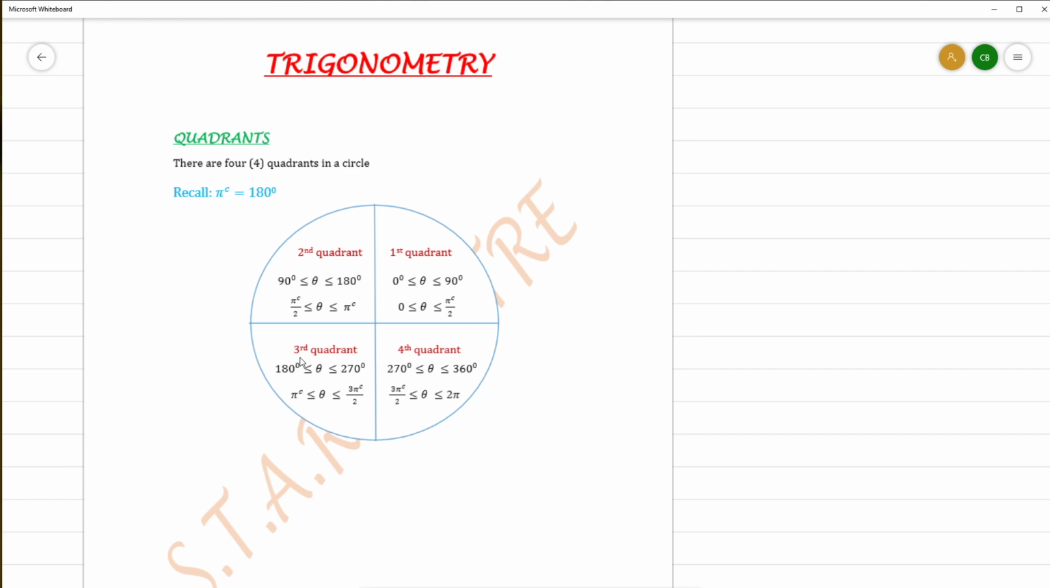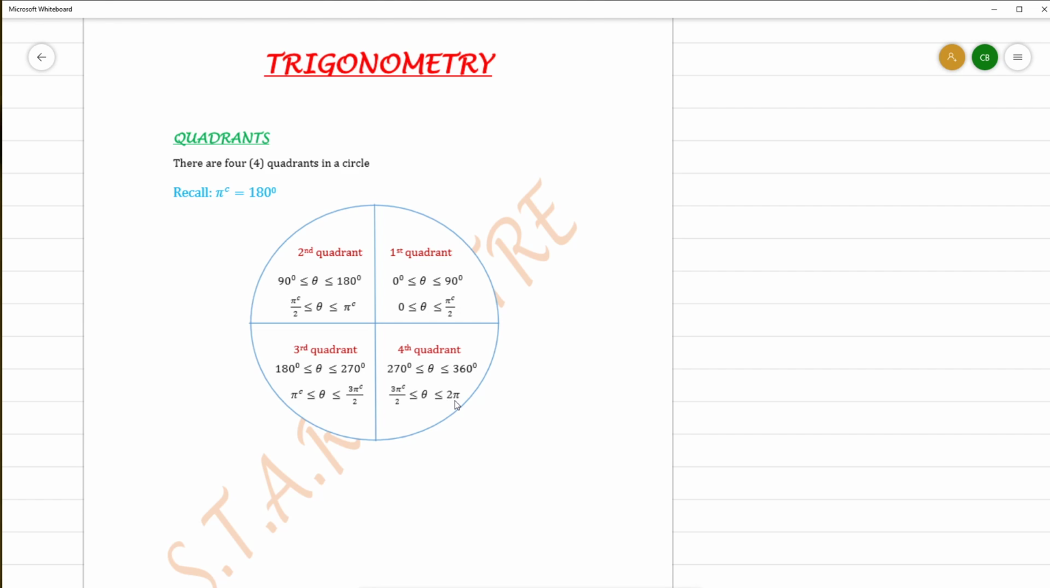Next, we have our third quadrant, where theta would be angles between 180 degrees and 270 degrees. And in terms of radians, that would be between pi radians and 3 pi over 2 radians. Next, we have our fourth quadrant, where theta lies between 270 degrees and 360 degrees. In terms of radians, that would be between 3 pi over 2 radians and 2 pi radians.